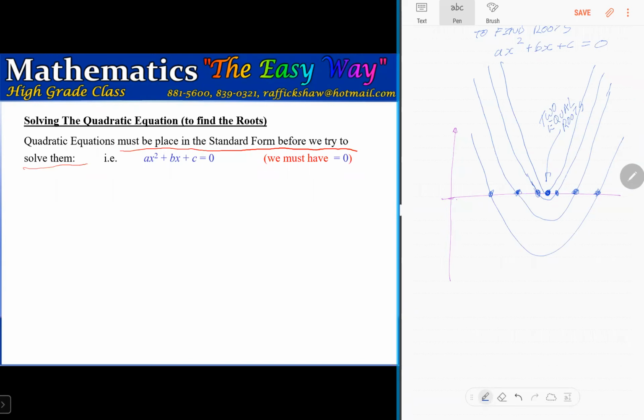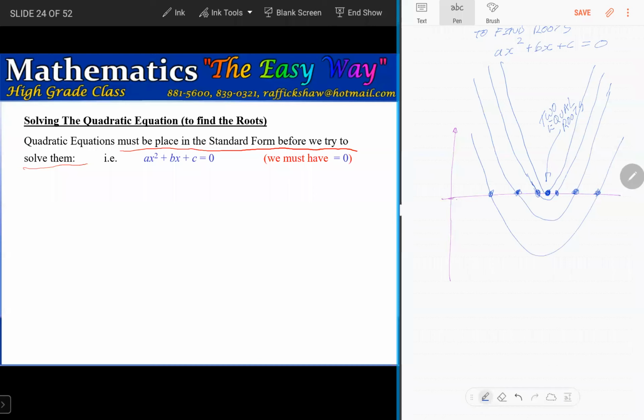Why is that so? Because the rules, the methods and the formula that we're going to use to solve quadratic equations were set up based on the equation being in the standard form. So if you're going to use those methods and rules, you have to make sure that the equation is in the standard form first. The standard form is when you have the expression equals 0. If you get a quadratic equation that is not in the standard form, you have to transpose it and put it in the standard form before you try to solve it. That's the most important thing.